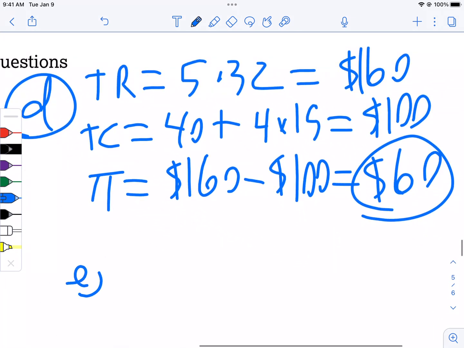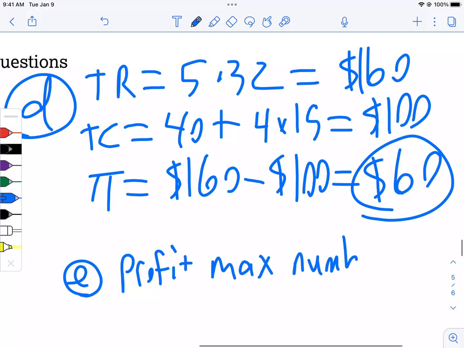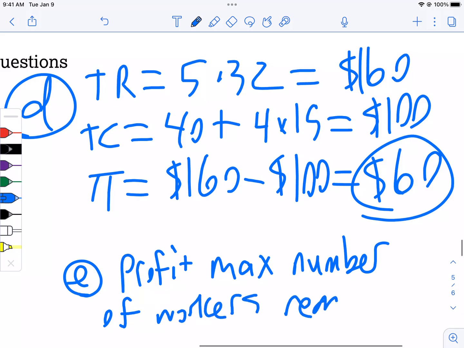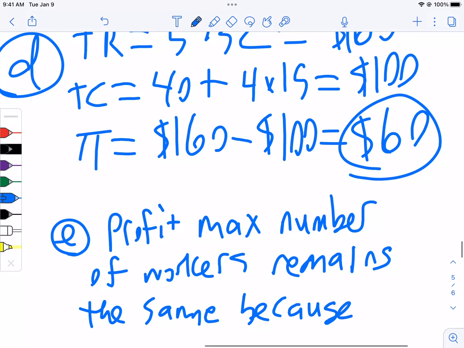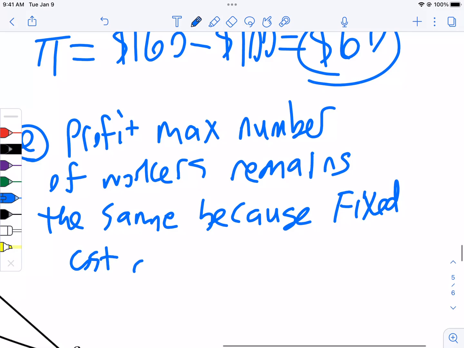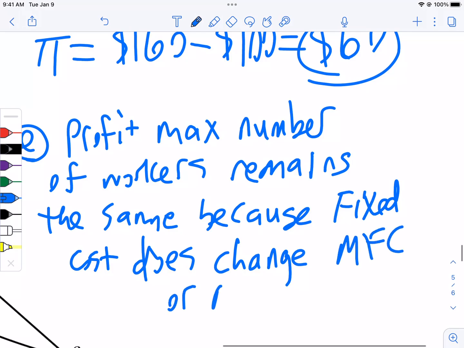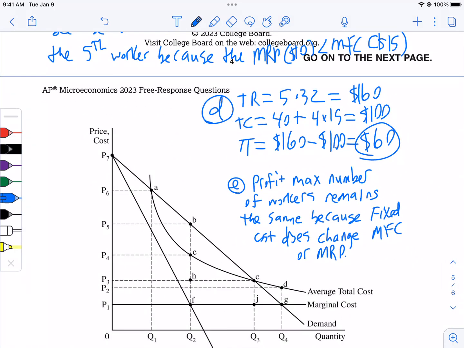So profit max number of workers remains the same because fixed cost does not change marginal factor cost or marginal revenue product. Okay. All right, so that is all for question 2.